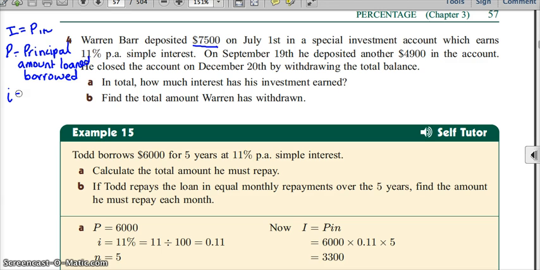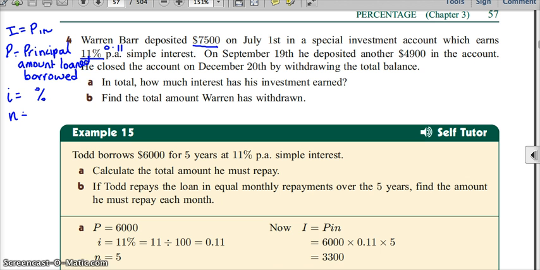What's the I? Good, the interest per annum. And in this occasion, what's the interest per annum? Good, 11%, which as a multiplier is? Yes. And the N is the number of periods in years.